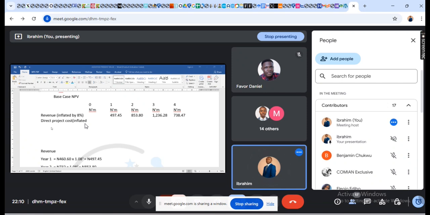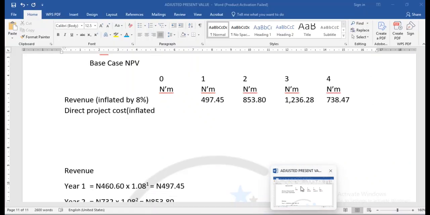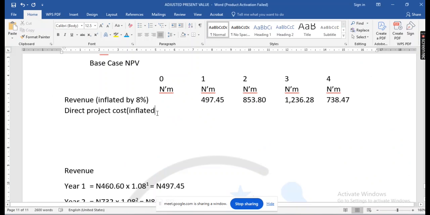Gifted. Okay. Gifted, are you still there? Okay. Now, inflate it. How many percent? By 4%.